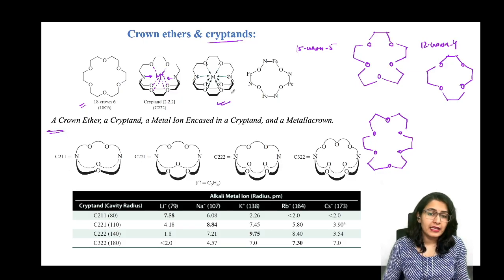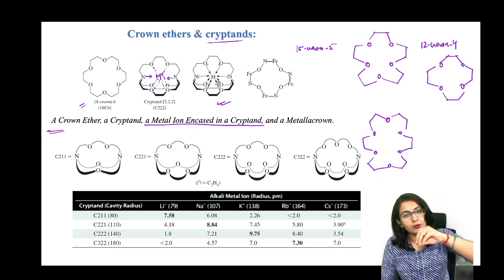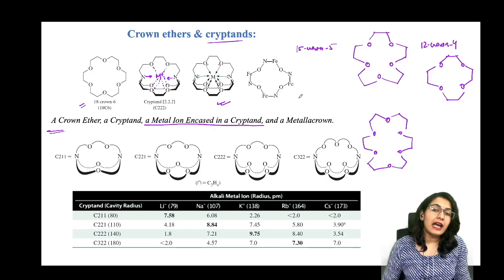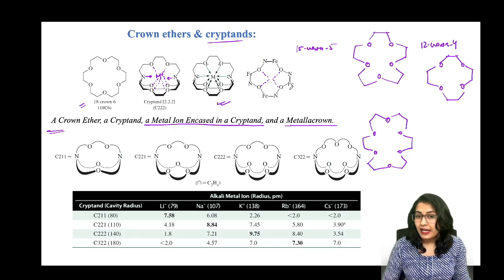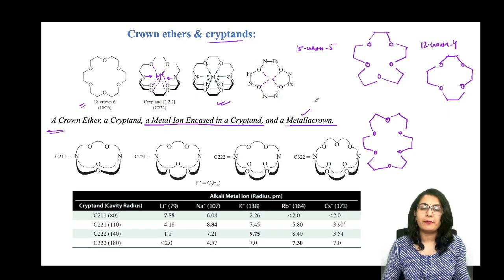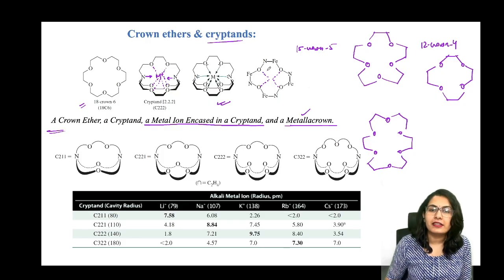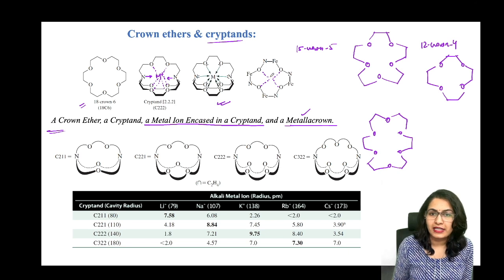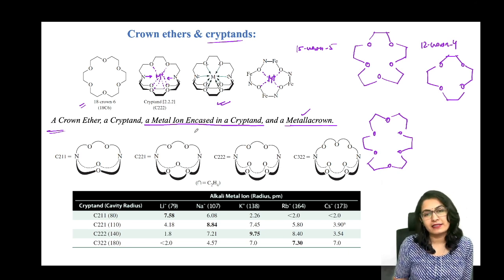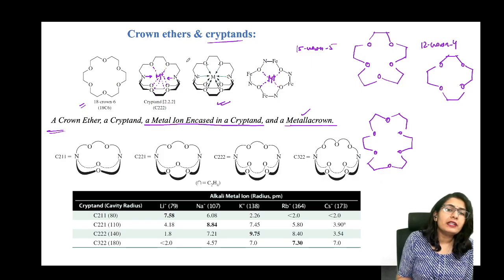This is a metal ion encased in a cryptand. Look, this is a metal ion encased in a cryptand, showing how the metal ion is going to be put into the cavity of the cryptand. Last is metallacrown. What is this metallacrown? When we have metals, and these metals are going to be iron and nitrogen, so basically iron is used in forming the skeleton of this crown ether. So that's why it is known as a metallacrown. Okay, nothing else. Then here also you are just going to use an oxygen chelating agent for some M plus metal. Same thing.